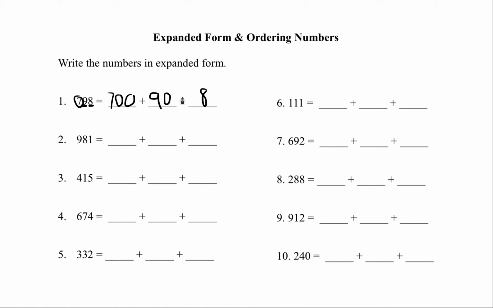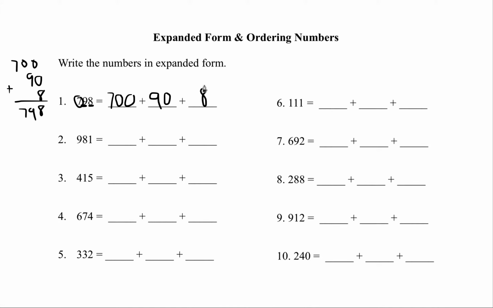And you guys could also check if your answer is correct by actually trying to add it together, which is 700 plus 90 plus 8. So 0 plus 0 plus 8, that is 8. 0 plus 9 is 9. And 7 plus nothing here is just 7. And it's the same, so this is the correct answer.